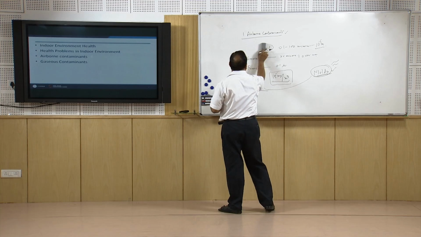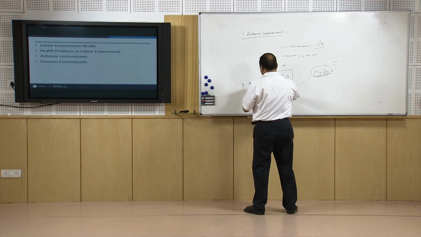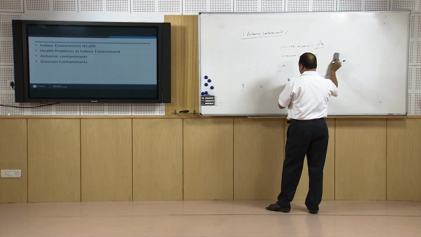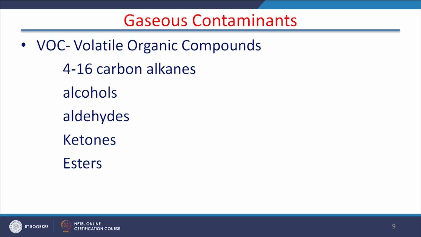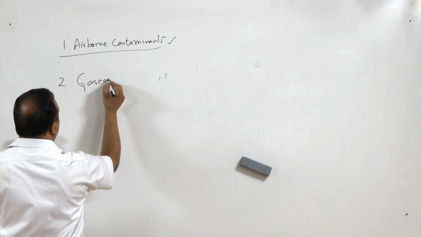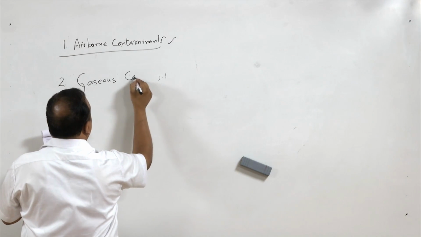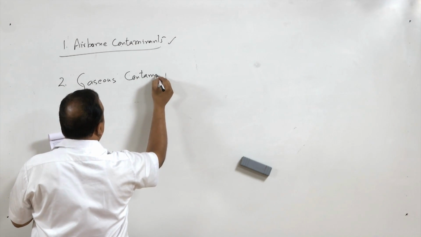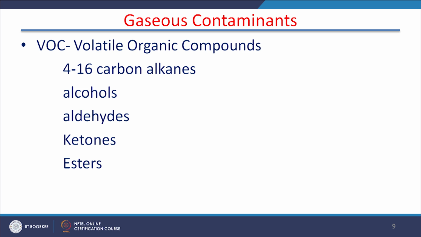So these airborne particles consist of bacteria, fungi, protozoa, algae, and combinations of these. Now after airborne contaminants, there are gaseous contaminants which affect indoor environment health. Gaseous contaminants are mainly VOC.